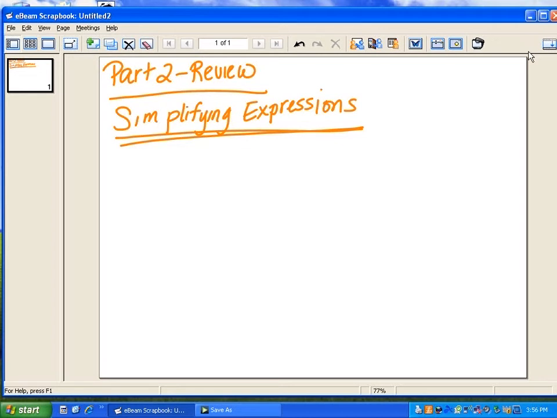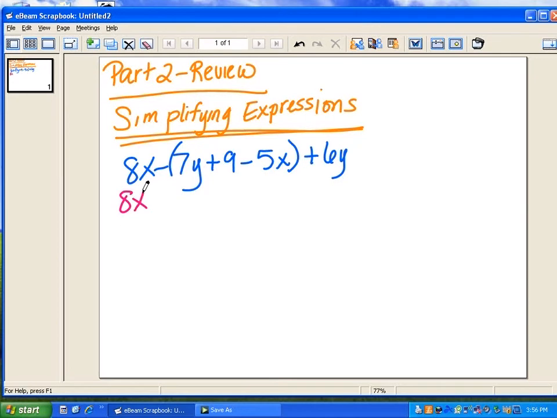It might look something like 8x minus the quantity of 7y plus 9 minus 5x plus 6y. And the thing that I've been saying all along, and I know that some of you don't do it, and if you're getting an A, then I don't care, but the rest of you really should be rewriting this equation and changing all of your subtraction signs to a negative. So I'm going to rewrite my equation showing that I changed my subtraction to addition and changed my power.